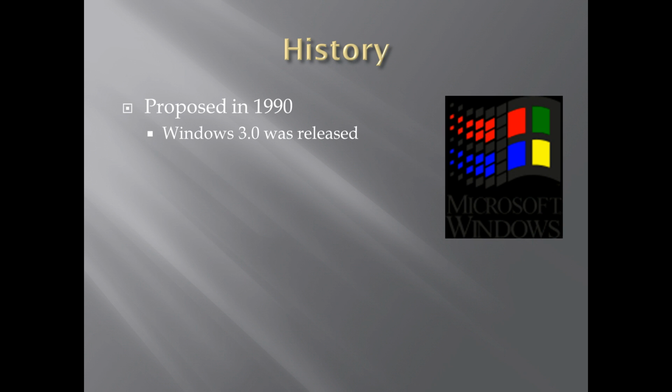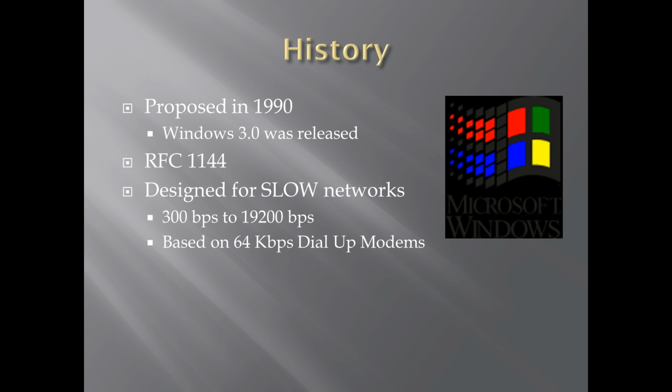Just quick history. It was proposed in 1990. This is the same year Windows 3.0 was released. It's known as RFC 1144. Like I said before, it's designed for slow networks. At the time, the best network you were getting was a 64 kilobit per second dial-up modem.